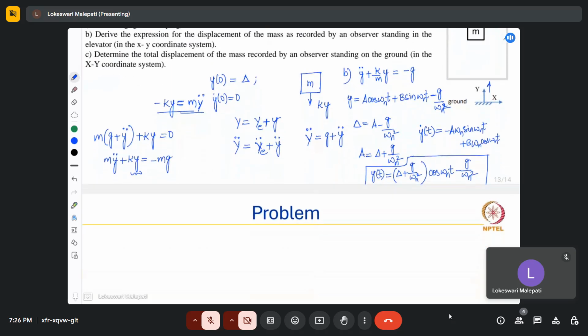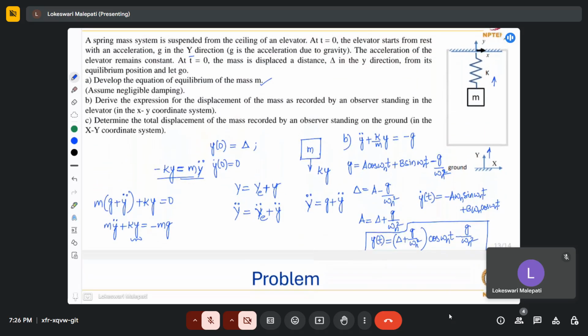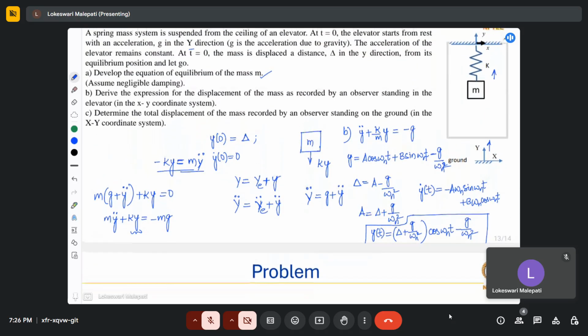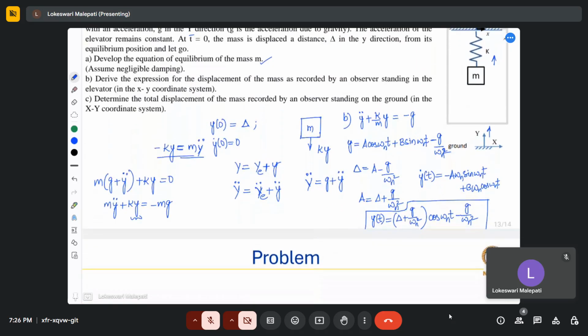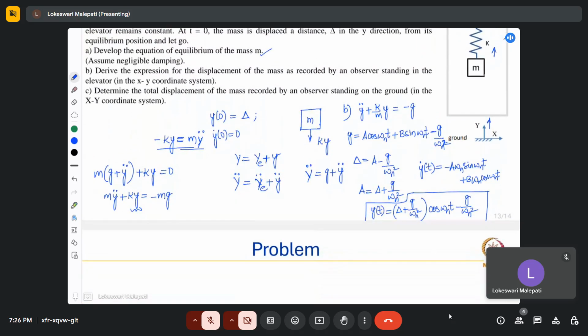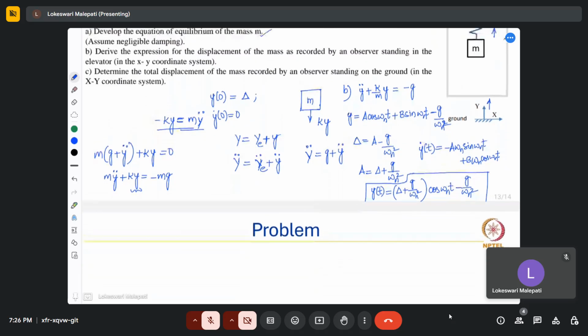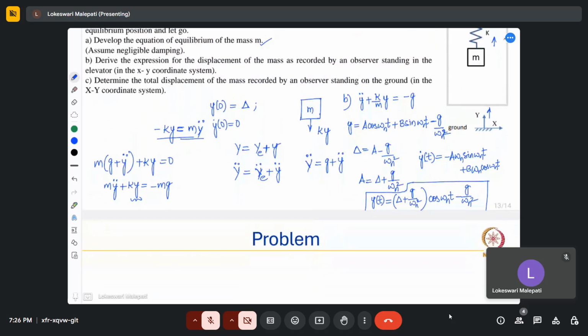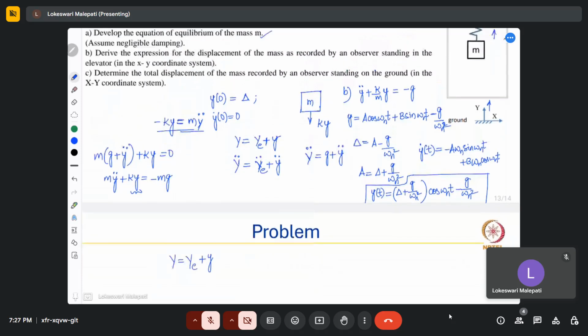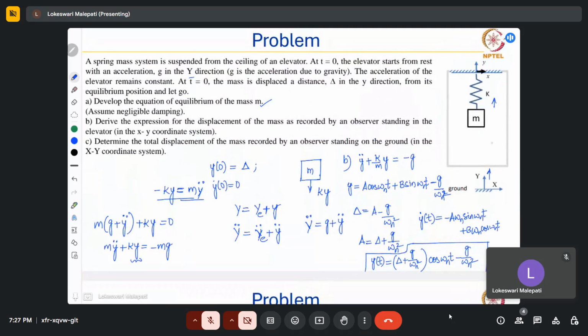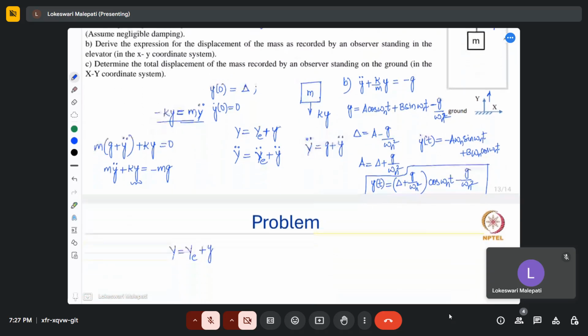Then the last component is to determine the total displacement of the mass recorded by an observer standing on the ground in the xy coordinate system. So now we need to find the total displacement, which is the elevator displacement. y is equal to elevator displacement plus this component which we have obtained now. So this is starting from rest from 0 value, and then it is accelerating with an acceleration g.